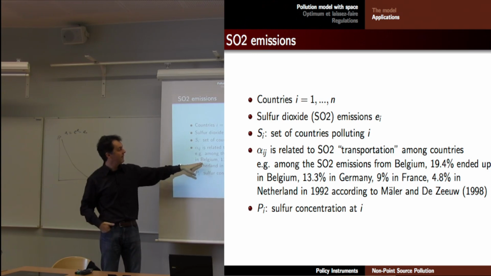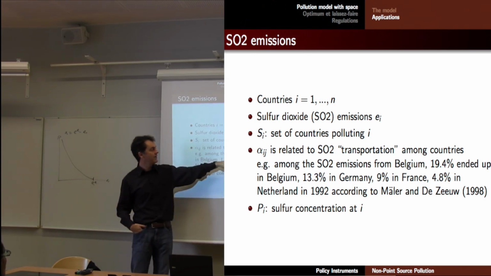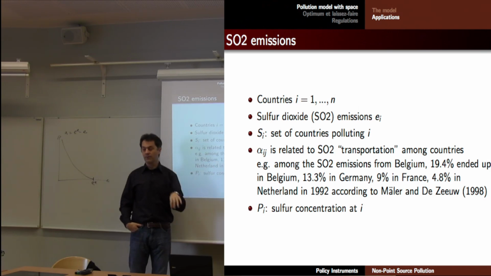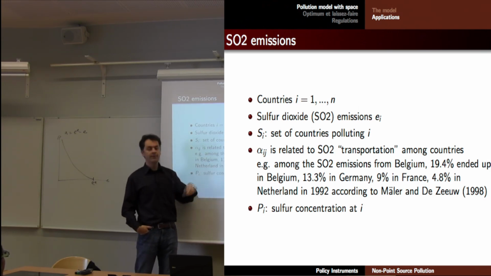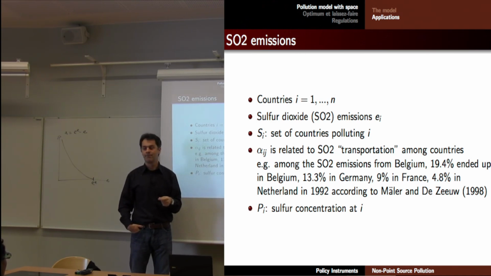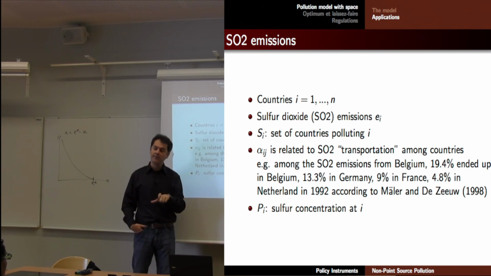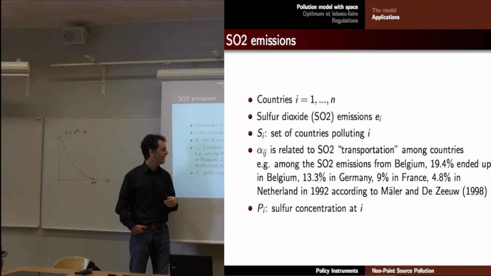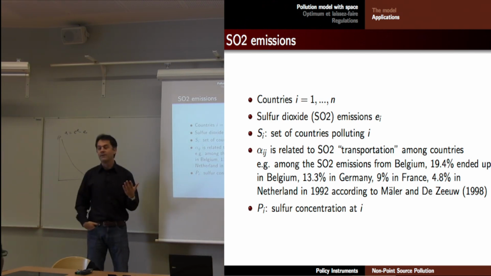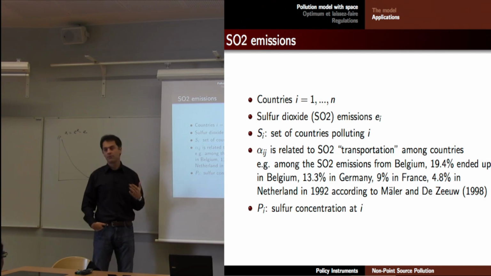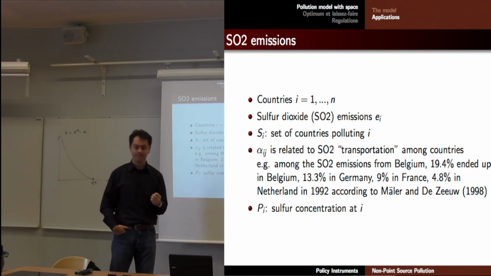So those statistics tell you that for each ton of SO2 emission, 20% will end up within the country, and 30% will go to Germany, and then 9% to France. So it's related to the distance, but also the weather, the climate, the wind, and so on. So, for instance, Sweden is affected mostly by emissions in Poland, and Canada by emissions in the US.